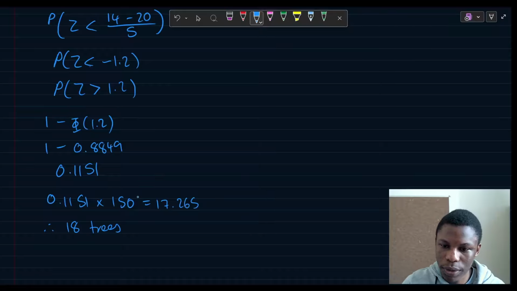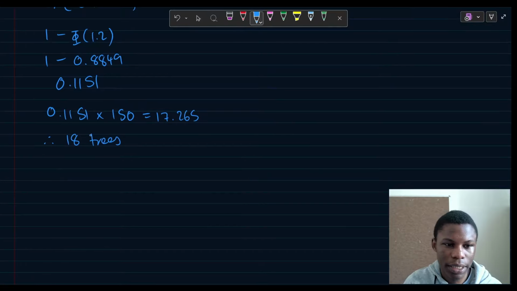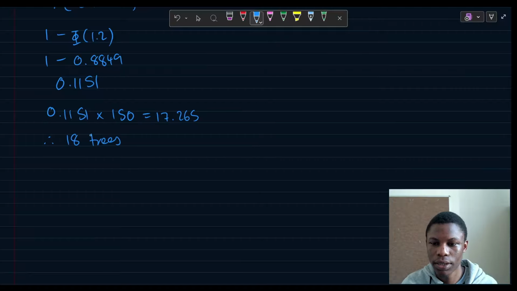Now we are told that trees from this forest are classified as tall if their height is at least h meters. 25% of trees are classified as tall. Part B, find the value of h. So we're told that trees from this forest are classified as tall if their height is at least, so greater than or equal to, small h.